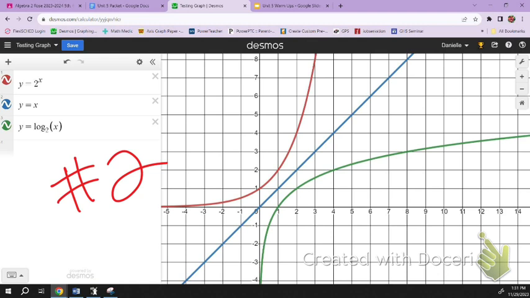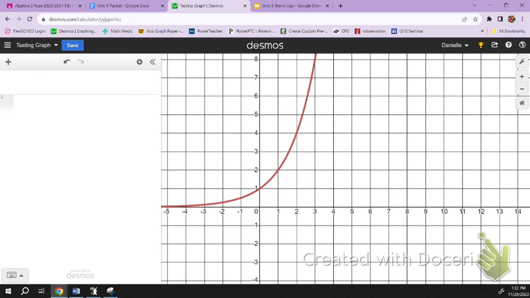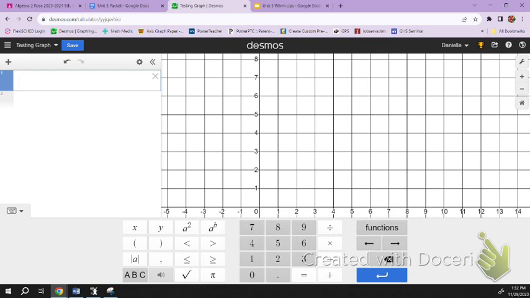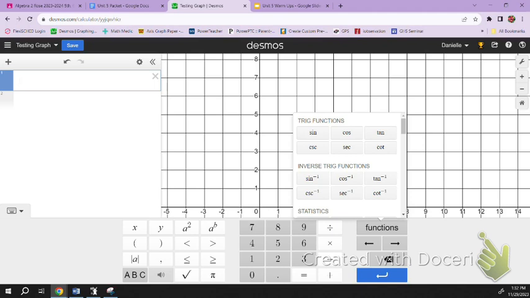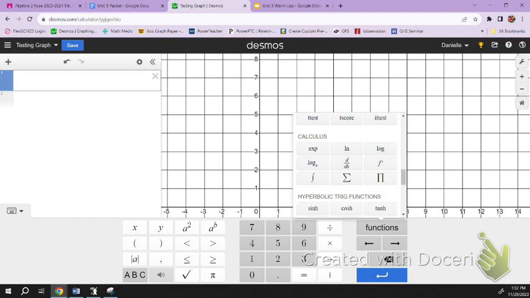Now, I want to show you how to use Desmos to type in a log, so we're going to start over here. If you hit this keyboard, are you ready? If we hit this keyboard and we go to functions, there's a lot of functions, and we're going to scroll all the way down to calculus. And you'll see 2 logs here. The first log has a base of 10, but we've got a base of 2, right?